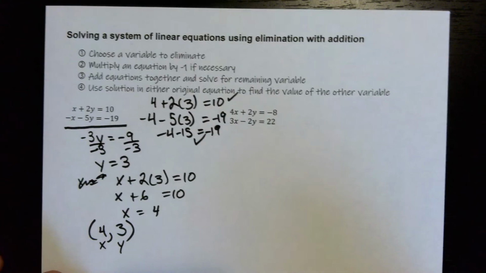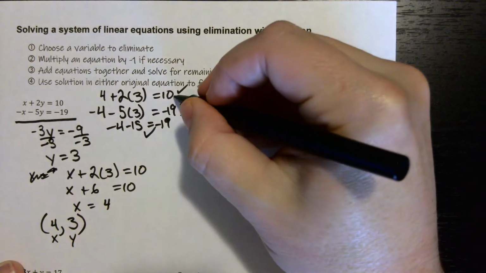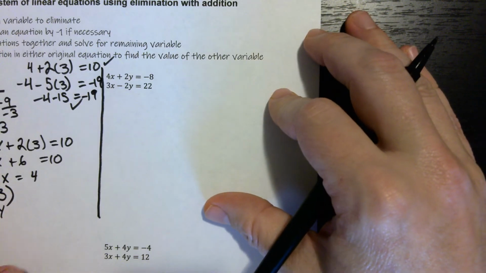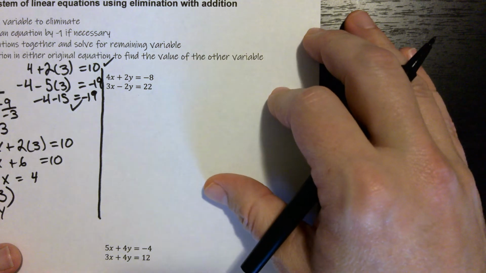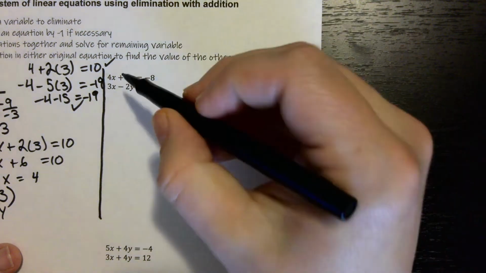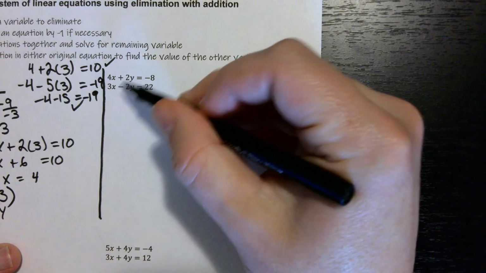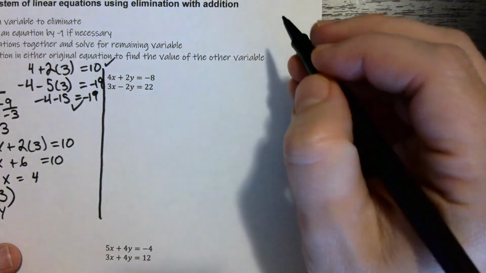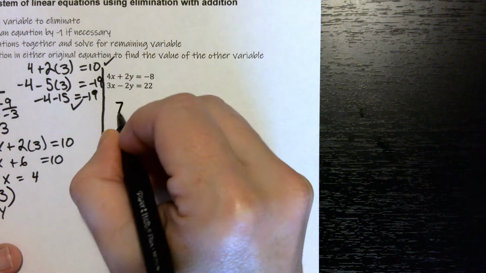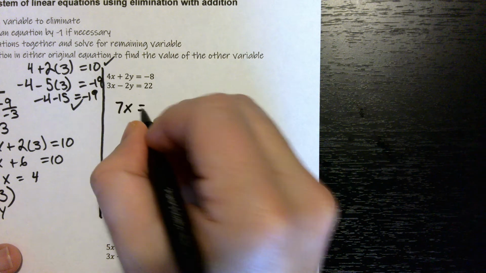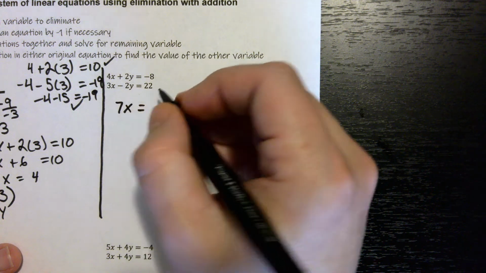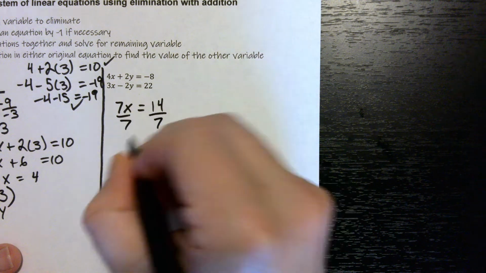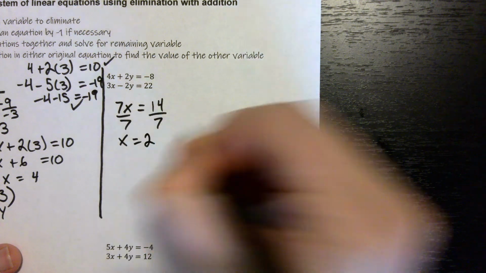So it worked. Okay, let's take a look at this next problem over here. Okay, so we have 4x plus 2y equals negative 8, and 3x minus 2y equals 22. Again, we can just add these straight down because they're opposites. We have positive 2y and a negative 2y. So if I add those straight down, I get 7x, and then 22 minus 8 would be 14. Divide by 7, and we get our first part of our solution, x is equal to 2.